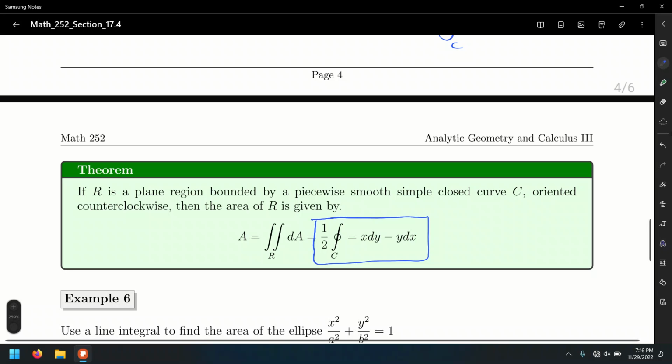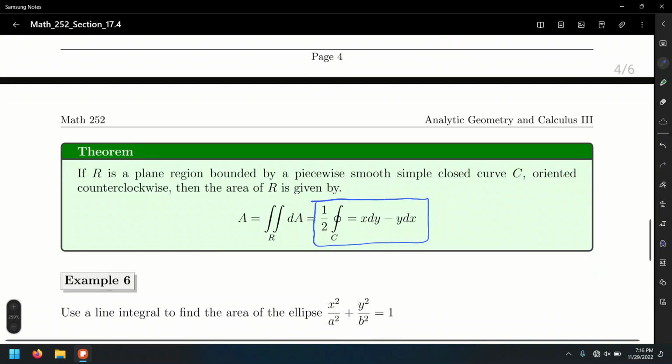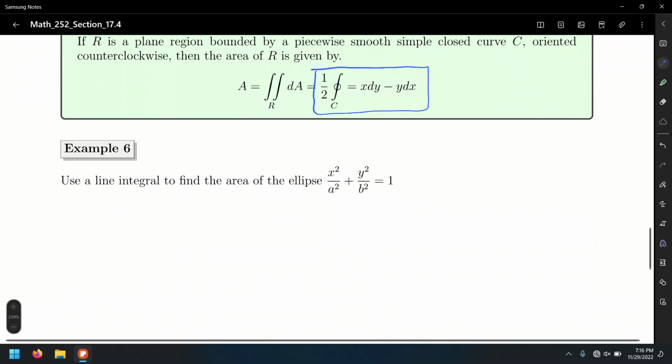But it's not the same for the ellipse, and that's what's next. We're going to apply that to find a formula for the area of the ellipse, given by x squared over a squared plus y squared over b squared equals 1. So, how are we going to go about this one?